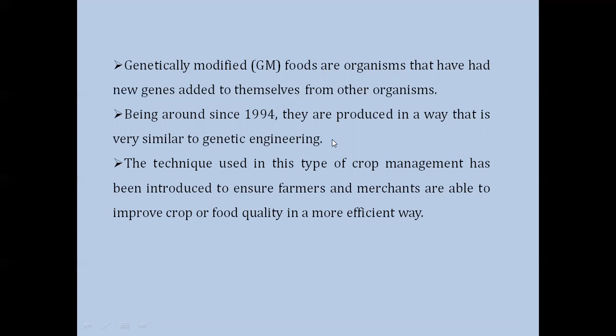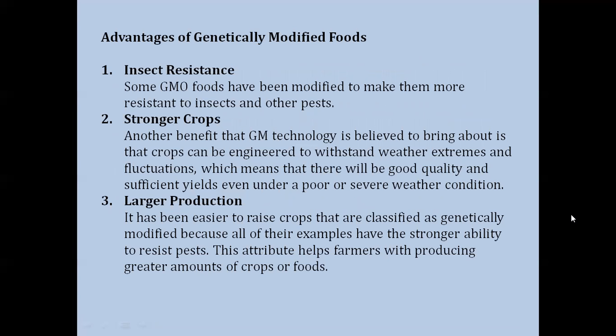Genetic engineering is the branch where you can insert a gene into a target species through recombinant DNA technology. The technique used in this type of crop management has been introduced to ensure farmers and merchants are able to improve crop or food quality in a more efficient way. So that was the actual target. But now we will discuss the advantages and disadvantages.